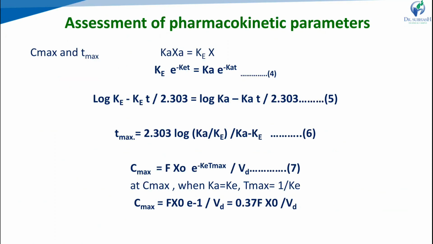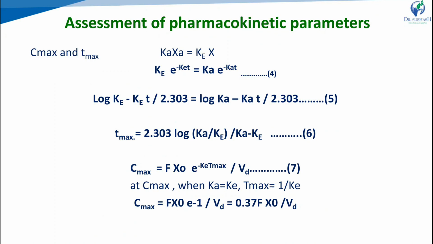The next topic is the assessment of various pharmacokinetic parameters. Here we find the absorption phase based kinetic parameters, that is Cmax and Tmax. At peak plasma concentration, the rate of absorption is equal to the rate of elimination, so KaXa = KX, and the rate of change in plasma drug concentration becomes 0.